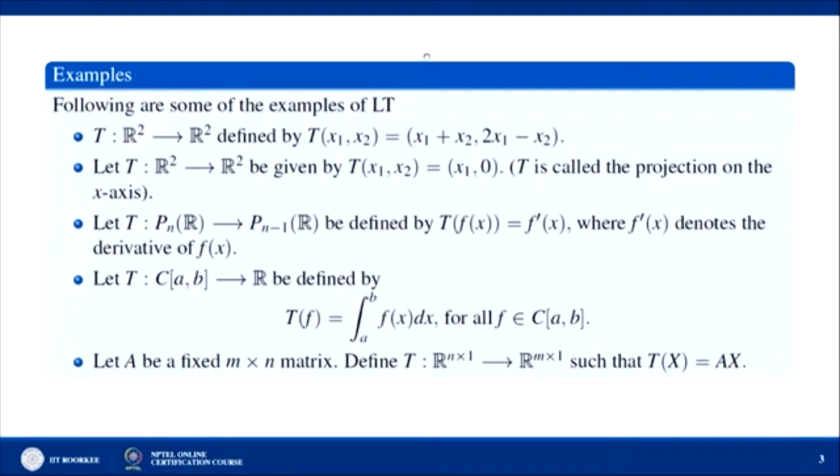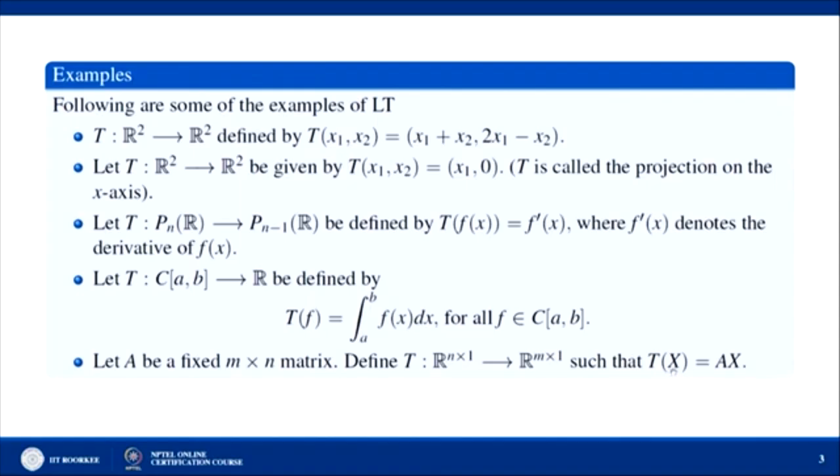Now, similarly, if you see the last example, we have considered A to be a fixed matrix of order m cross n, and we define T from R n cross 1, meaning a column vector basically, to a column vector of m dimensional space such that T x equals A x. Now, again this A is fixed.